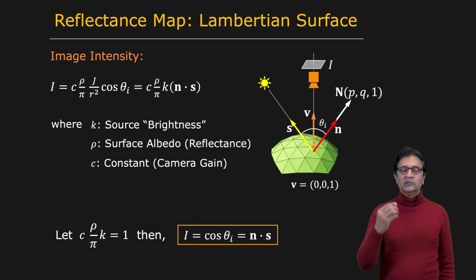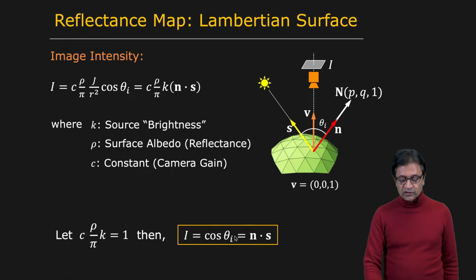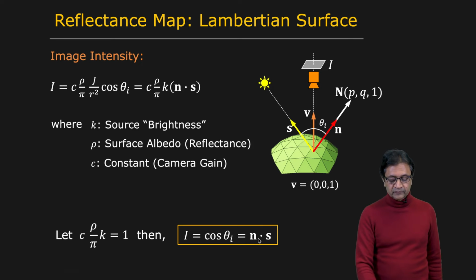In other words, any image intensity we measure, we can normalize for the albedo of the surface and the source brightness as well as the camera gain. So then we get a very simple expression which basically says that I is equal to cosine of the angle of incidence, and that is equal to n dot s. Remember that n and s are unit vectors.